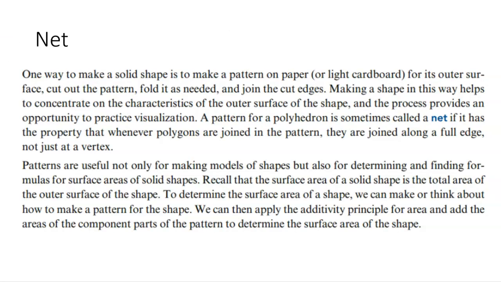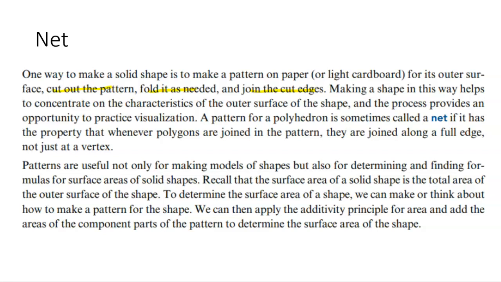One way to make a solid shape is to make a pattern on paper for its outer surface, cut out the pattern, fold it, and join the edges. Making a shape in this way helps to concentrate on the characteristics of the outer surface of the shape, and the process provides an opportunity to practice visualization.